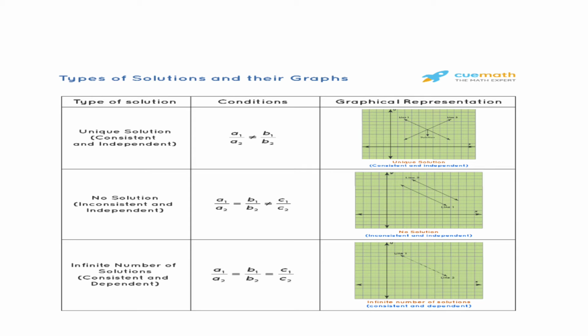So the condition for a unique solution is a sub 1 over a sub 2 is not equal to b sub 1 over b sub 2. The condition for no solution is a sub 1 over a sub 2 equals b sub 1 over b sub 2, which is not equal to c sub 1 over c sub 2. Then the condition for an infinite number of solutions is a sub 1 over a sub 2 equals b sub 1 over b sub 2, which also equals c sub 1 over c sub 2.